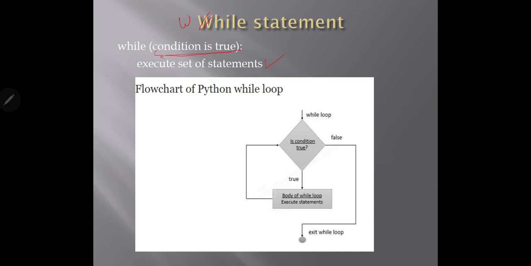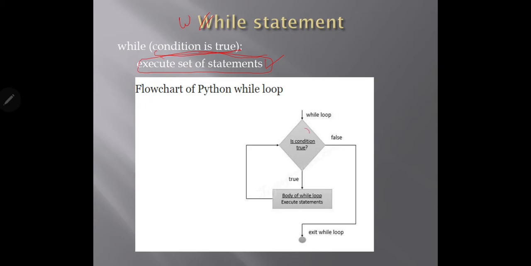So this while loop accepts a conditional statement here, and if the condition is true, it will execute the statements in the block. So you can see these are the statements in the block, and it can be 1, 2 or 3, as many as we want. The flowchart of the while loop you can see here.